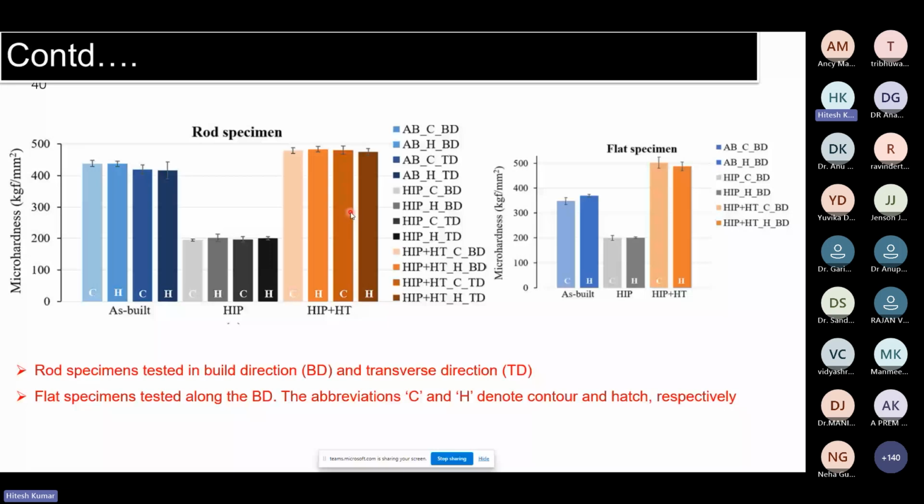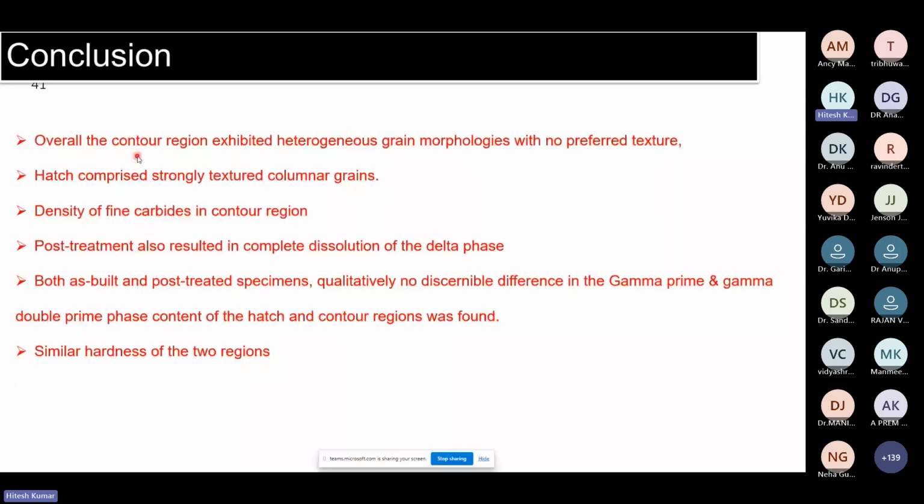Overall, the contour region exhibits more heterogeneous grain morphology, and the H direction has more columnar structure, which is basically the more textured one. The post-treated material has more delta phase, and both as-built and post-treated have gamma prime and gamma double prime phase, contained in the edge and the contour in both, and we observe similar hardness for both the regions.